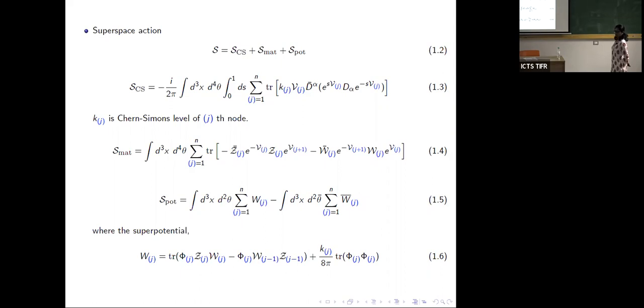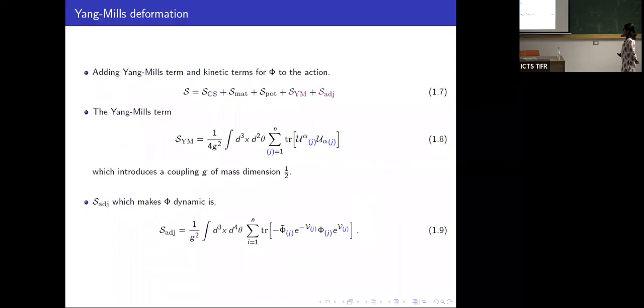Which part do you have to remove to get N equals 4? The Chern-Simons part, this S_CS, and this superpotential as well, we need to remove. Then it is N equals 4. But it has been shown to have N equals 3 supersymmetry only, not 4.